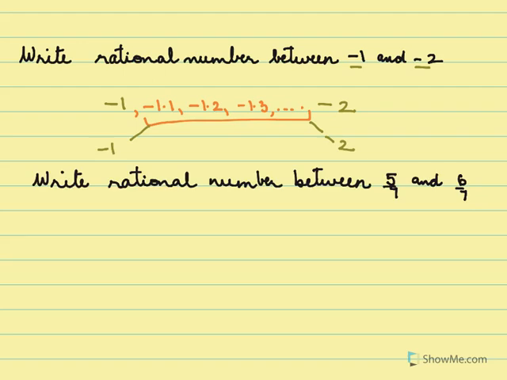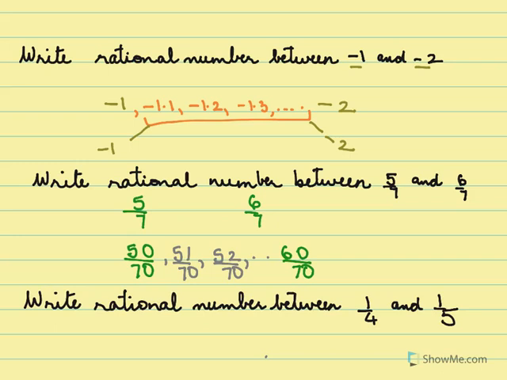Write a rational number between 5 by 7 and 6 by 7. So I have 5 by 7 and 6 by 7. I'll multiply by 10 to create a gap: 50 by 70, 60 by 70. And the numbers between would be like 51 by 70, 52 by 70, and you can write so many of them.